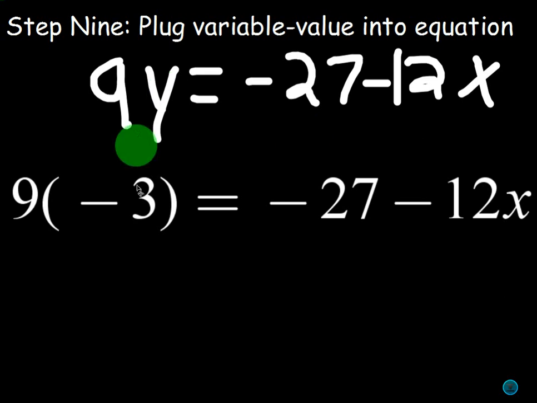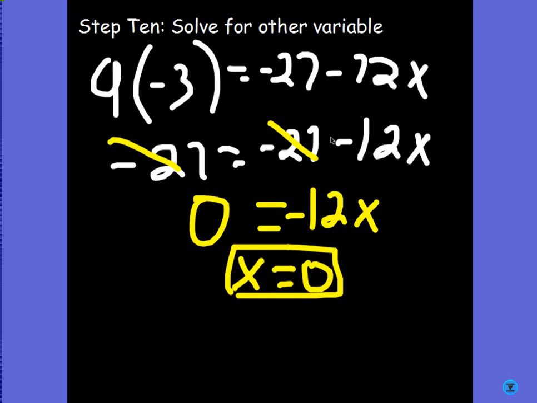Okay, so here's the step where we're plugging negative 3 in for y. Had we solved for x first, then we'd be plugging in for x. So step 9 is just plugging that number into the equation, and now we're going to solve for x. Alright, in order to do that, that's going to become negative 27. And then we will see that once 9 times negative 3 is negative 27, those will cancel from both sides since they're the same, so we get 0 equals negative 12x. Divide both sides by negative 12, x equals 0.